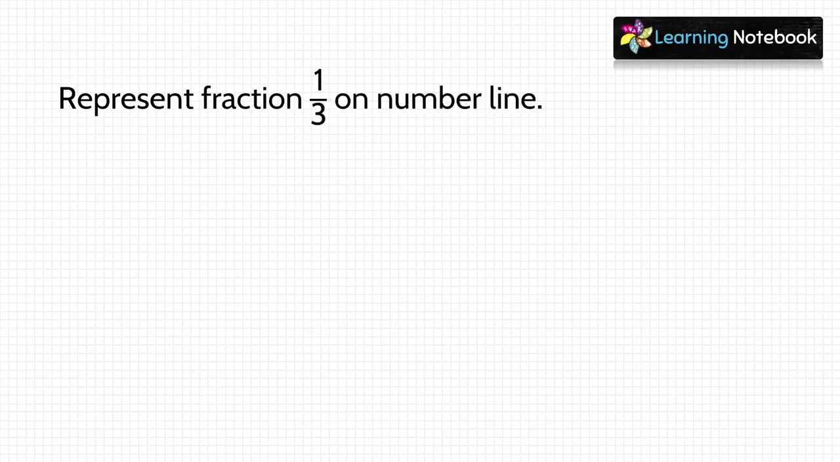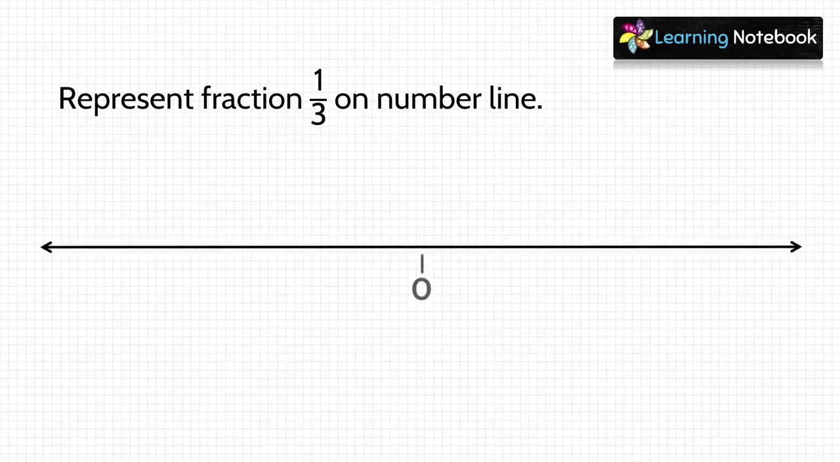Next, let's represent fraction 1 by 3 on a number line. So, first of all, let's draw a number line. Now, again, we know 1 by 3 is greater than 0 but less than 1. So, it should lie between 0 and 1.